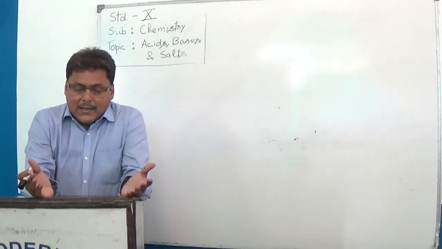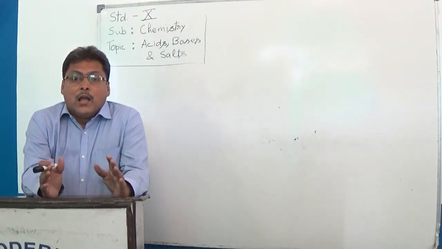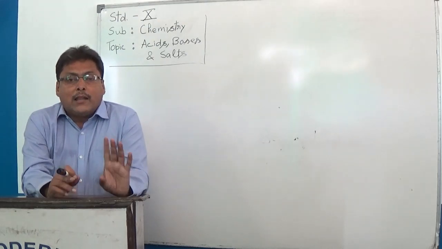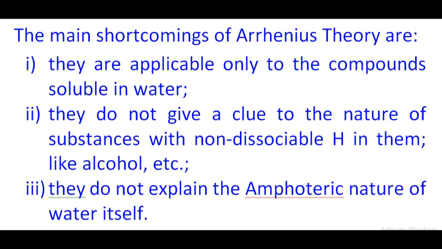We touch the other theories also a little, but you learn the definition very well. The main shortcomings, faults, drawbacks of Arrhenius theory. Number one, they are applicable only to compounds soluble in water. Unless the compound is soluble in water, how can we know whether it is acid or base? But there are compounds which are not soluble in water and are bases. We will give you an example of that.